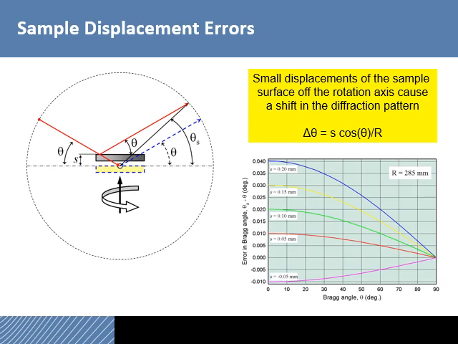You'll see that they converge at 0 at 90 degrees, which of course would be where both the beam and detector were directly over the sample. So sample displacement goes away as you get closer and closer to 90 degrees, which is kind of an obvious thing.